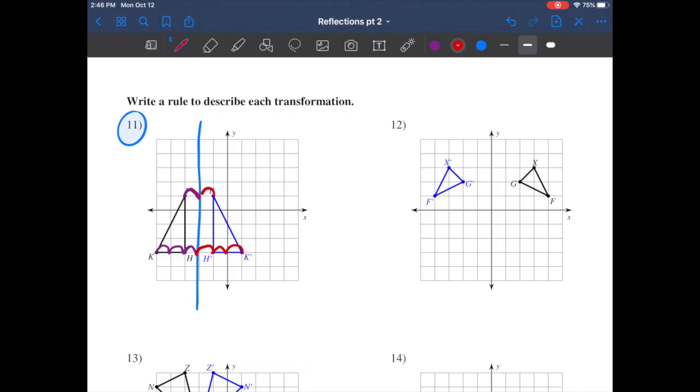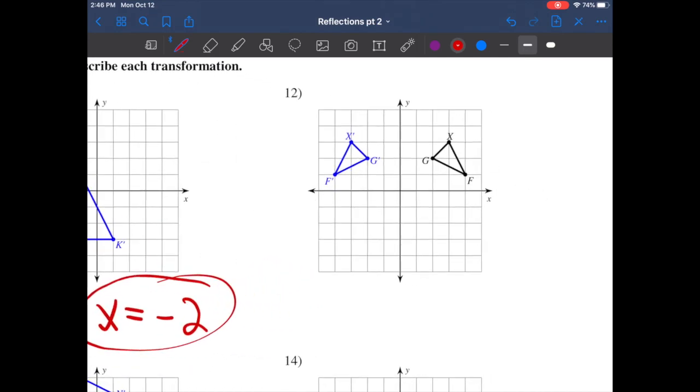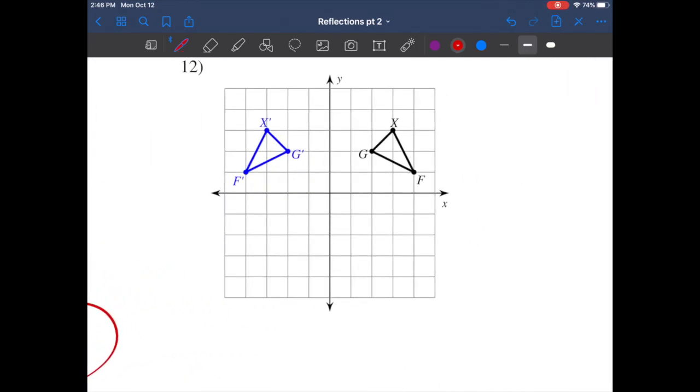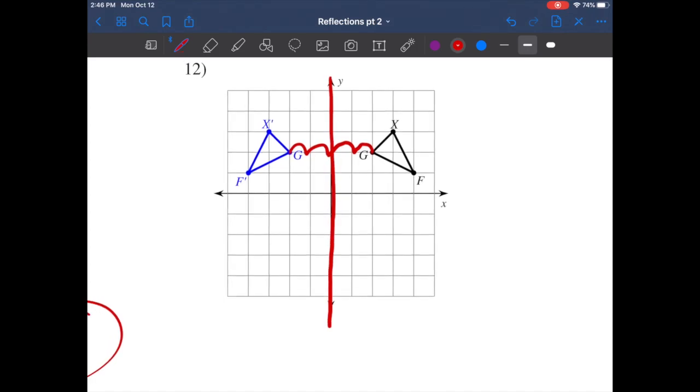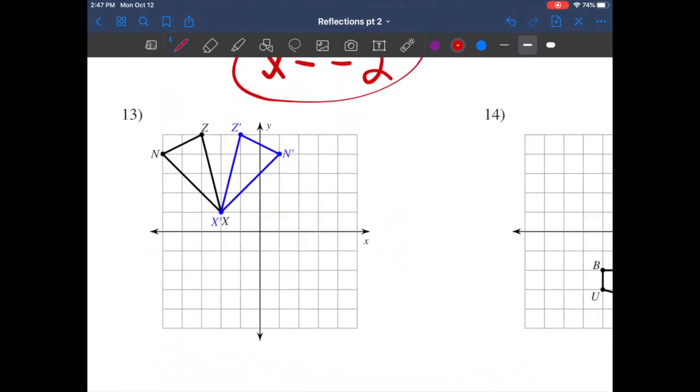So what's the rule for this one? So if this is my normal line, what point is this right there? That would be -2. So this one will be x equals -2. That is your formula for this one. So notice that's my point. That is my line of reflection. Let's try another one. So it looks like this is the center point for this. So it looks like it did a reflection across the y-axis. So then the rule for this one is just reflect across the y-axis.